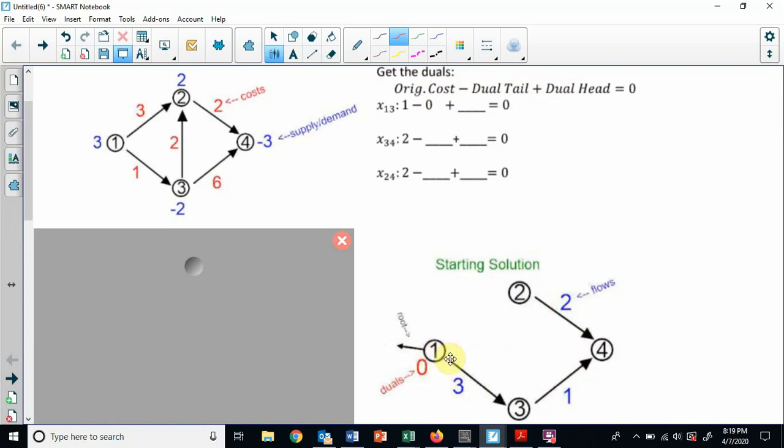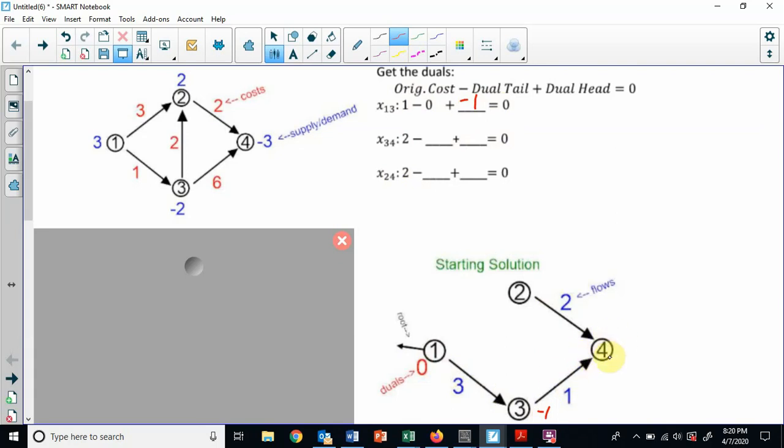So what's the original cost on 1, 3? The original cost was 1. I already have the original cost in for us. What's the minus the dual tail, which is 0, plus the dual head? We don't know what this is, but we want it to equal 0. So that means that this dual cost is going to have to be negative 1. 1 minus 1 equals 0. So let me write that dual in there. Negative 1. I'll keep those duals in red.